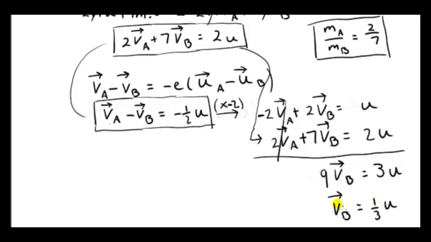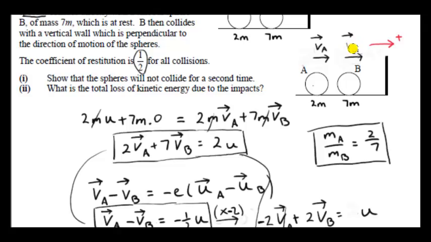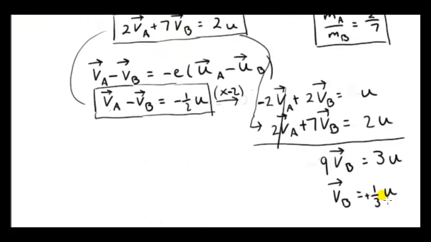So we end up getting that the velocity of sphere B immediately after the collision is 1/3 u. It's positive. So sphere B is moving to the right. Okay, that's obviously not surprising. Okay, now let's get VA. So from this equation, add VB.